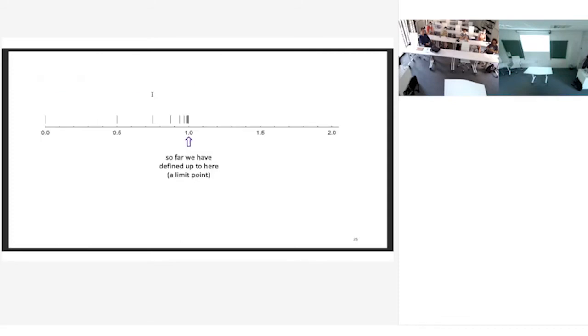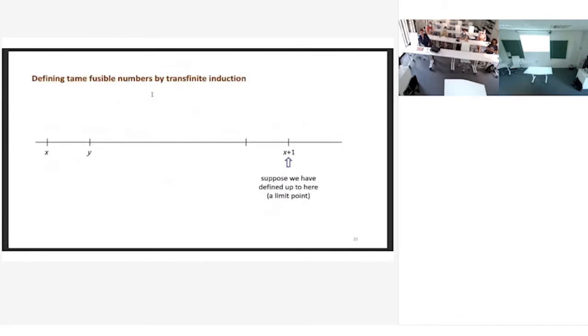Let's suppose that you already defined them up to x plus 1, and you want to keep going. So you go distance 1 left to x, and then you go right to the next tame fusible number that you constructed, which is y. Now I'm going to show you how to define the tame fusible numbers up to y plus 1. You measure this distance between x and y, let's call it m. From x plus 1, you go distance m left.